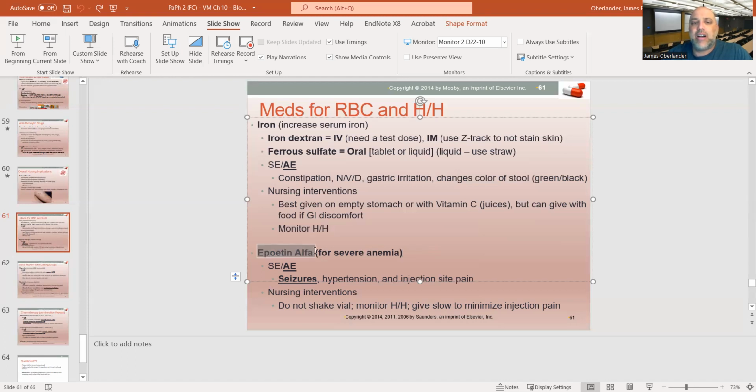And then there's epoetin alpha for severe anemia. Now, this is synthetic erythropoietin. Now, what is erythropoietin?